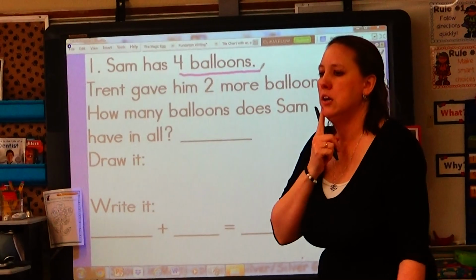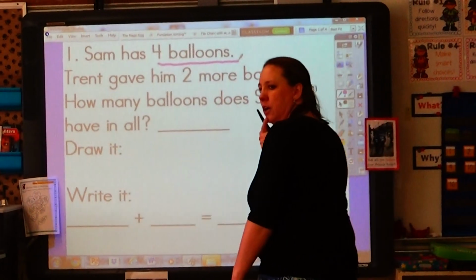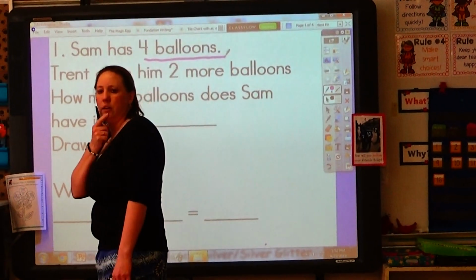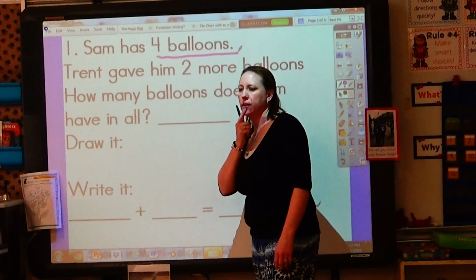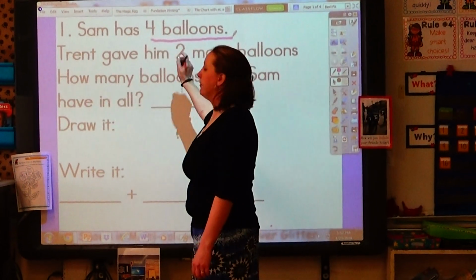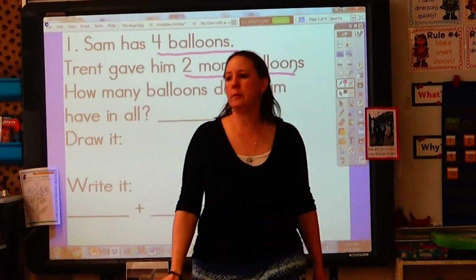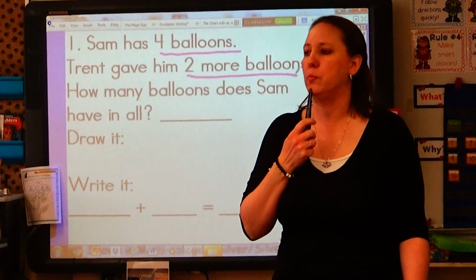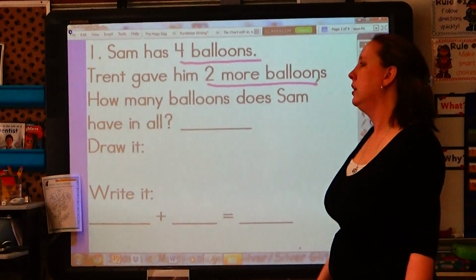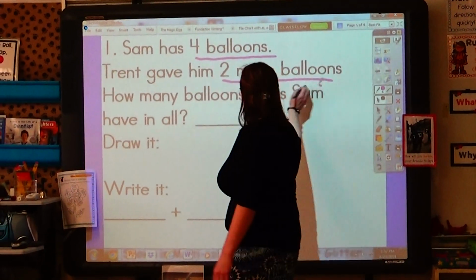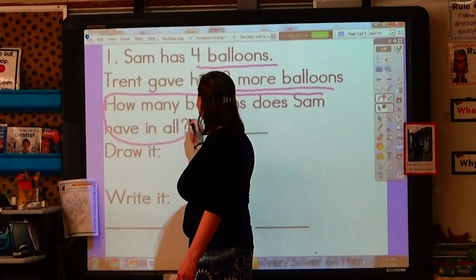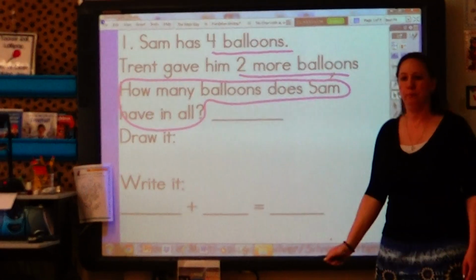What else can we underline? David, what else can we underline? Trent gave him 2 more, so we can underline 2 more balloons. Great. What do we need to know? Who can tell me what we need to know? Gabrielle. How many balloons does Sam have in all? Let's just circle this so we know exactly what we need to know.